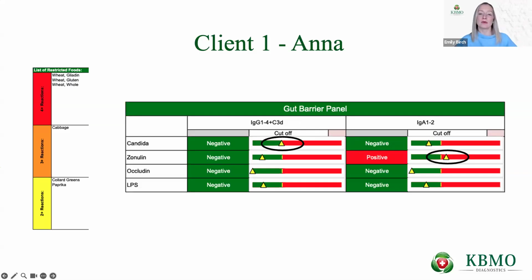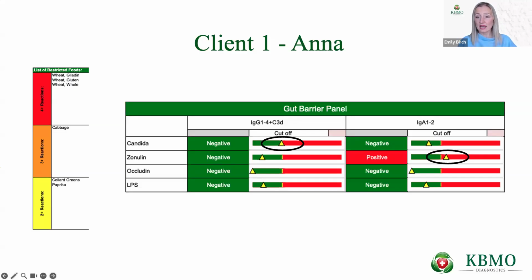So what I want to talk to you now about is what they mean. Essentially, as you look at the gut barrier panel, you can see the markers that we're testing down that left-hand side, and each marker goes in a horizontal strip. So the result for Candida is that top strip left to right. The result for zonulin is that second strip left to right, and so on and so forth. Now, I'm going to start on the right-hand side. So let's look, for example, at that zonulin positive response.